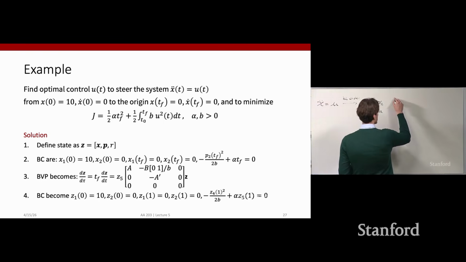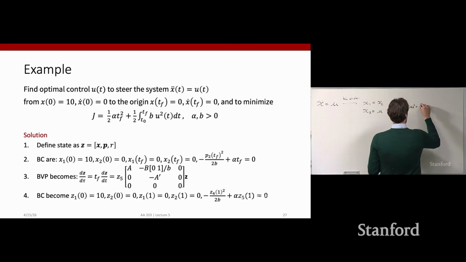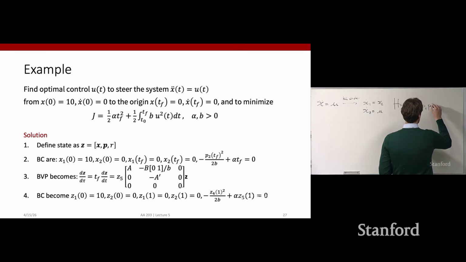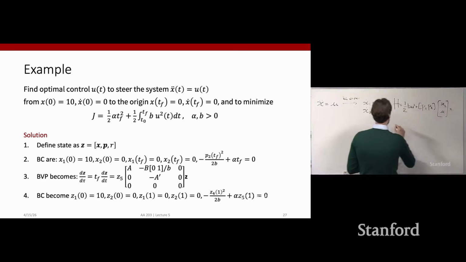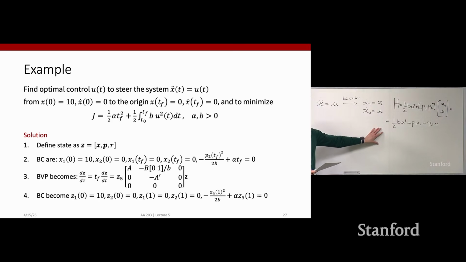So the first thing that we do, as usual, is we formulate the Hamiltonian, which for us is 1/2 B u squared plus the co-state variables transpose our dynamics. So P1, P2 times x2, u, which is equal to 1/2 B u squared plus P1 x2 plus P2 u. So this is our Hamiltonian. And once we have this, we can apply our optimality conditions. And as usual, let's just write them down.